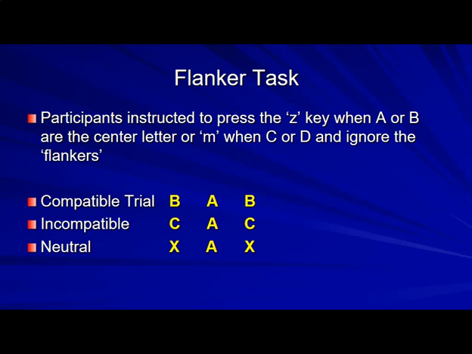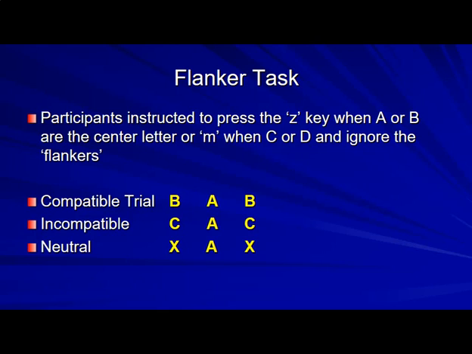Basically, participants are instructed to press one key when an A or a B is in the center, and then press the letter M when a C or a D is here in the center, and you're supposed to pay no attention to these, what we call flankers, on each side. There are three different trial types. The compatible trials are the fastest, where the response to the target is compatible with the response to the flanker. So you're pressing the same key when it's an A or a B. People are very fast here. When it's something completely unrelated, not quite as fast, but still pretty fast. These are the trials that people have difficulty on, which are the incompatible trials.